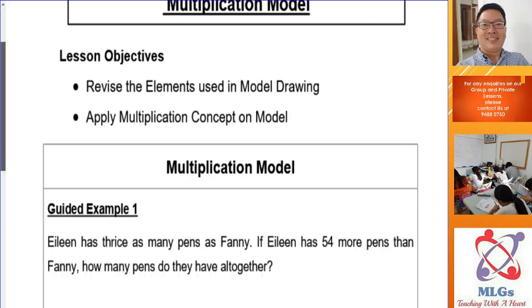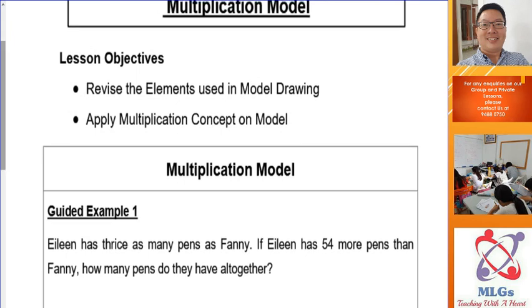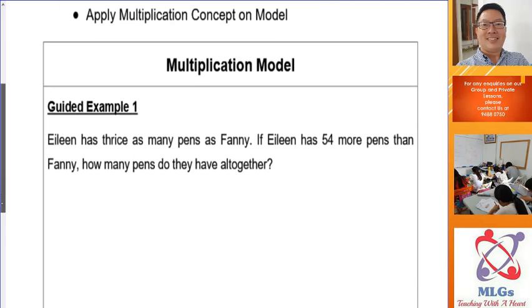The lesson is going to be quite simple, not really very hard. So, what are the lesson objectives? We are going to revise the elements again. What are the essentials that we need to use in model drawing? And then, we are going to learn how to apply the multiplication concept onto the model. Alright, so let's look at example 1.